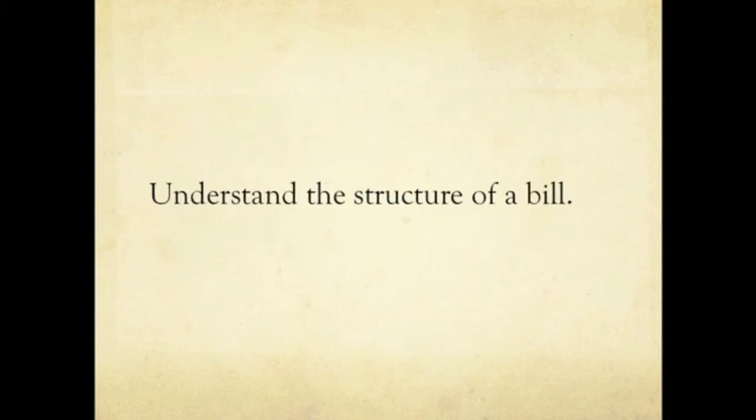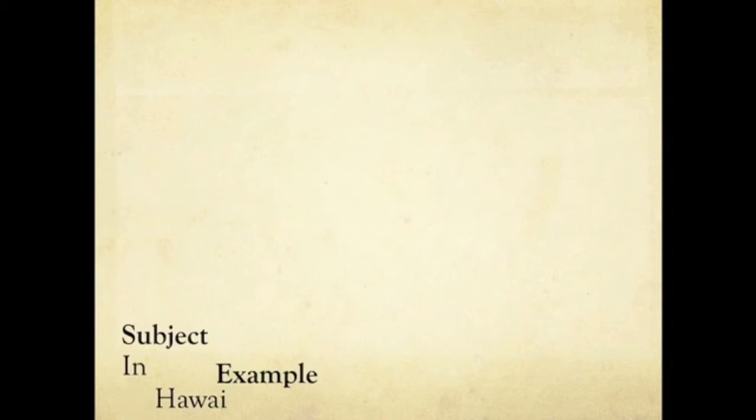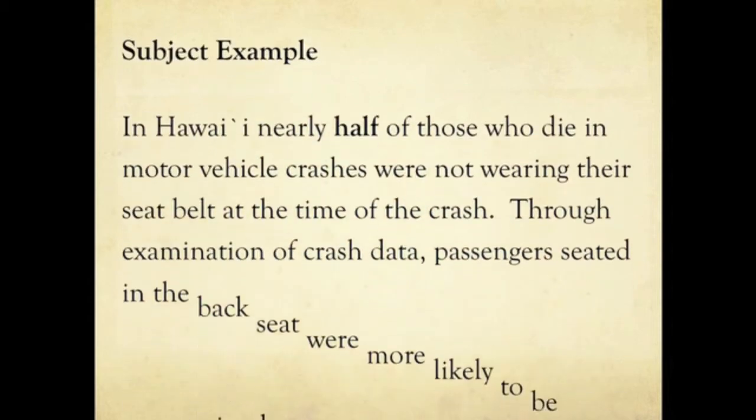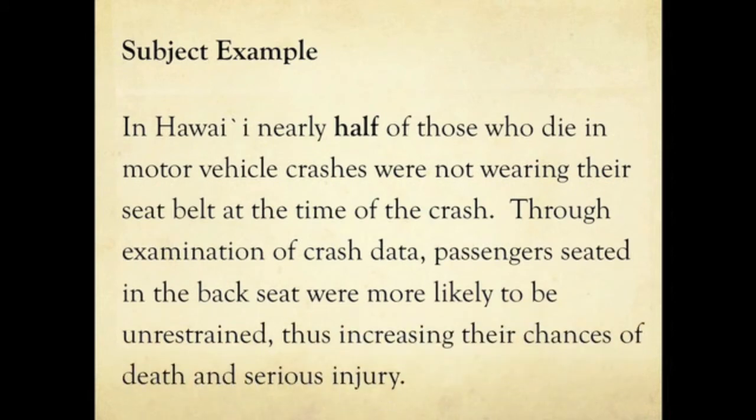All right, first off, understand the structure of a bill. We have to start off with a subject example. And here's our example. In Hawaii, nearly half of those who die in motor vehicle crashes were not wearing their seatbelt at the time of the crash. And through examination of crash data, passengers seated in the back seat were more likely to be unrestrained, thus increasing their chances of death and serious injury or getting ejected out of the car.